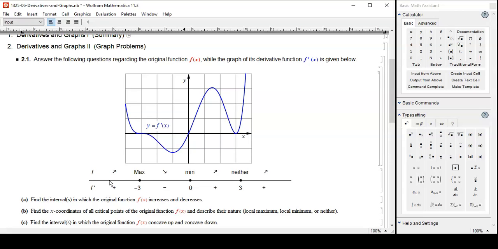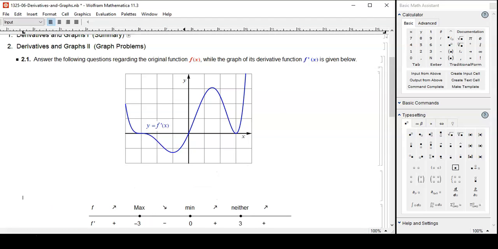So what do you have? Increasing and decreasing, so we have a local maximum there. Decreasing and increasing, so you have a local minimum there. And then increasing, pause, and increasing further, so you have neither maximum nor minimum there.